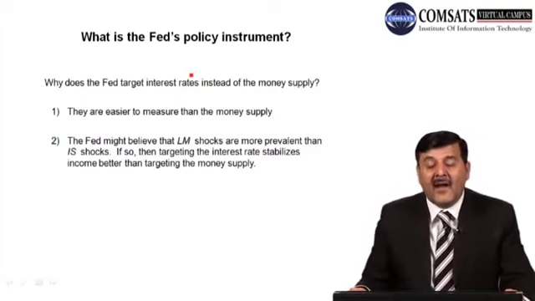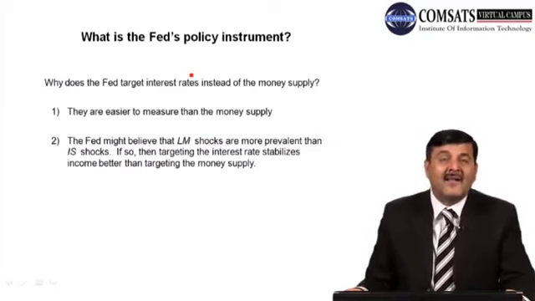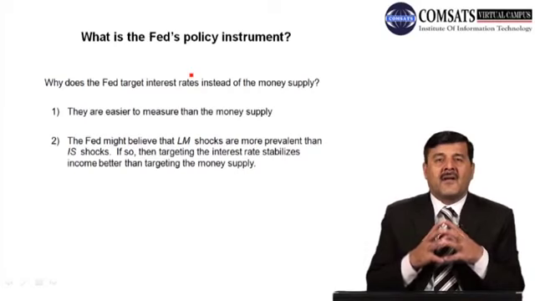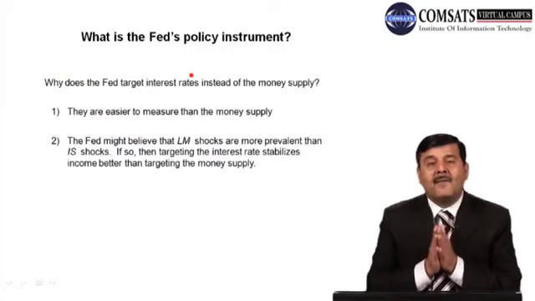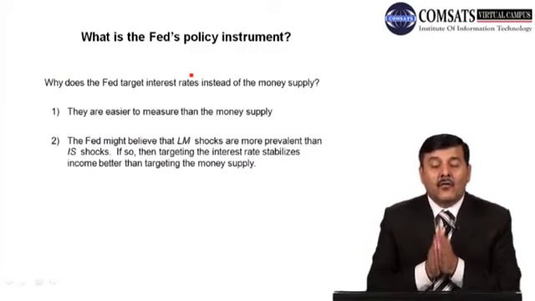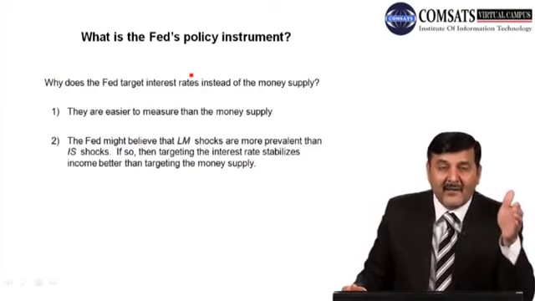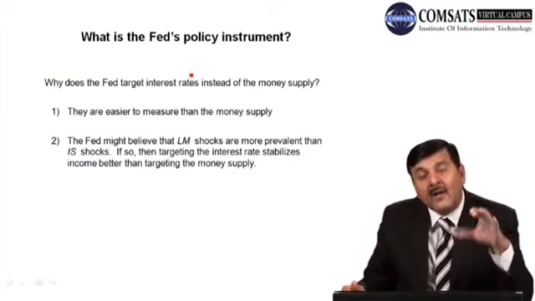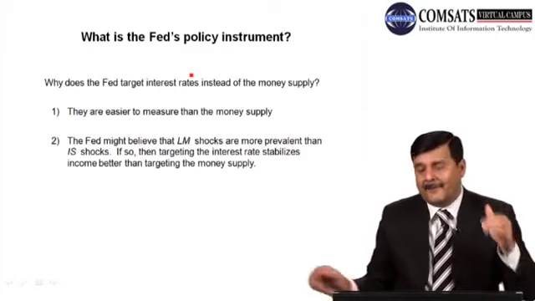Number two, the Fed might believe that LM shocks are more prevalent than IS shocks. So if so, then targeting the interest rate stabilizes income better than targeting the money supply. तो ये उनका कहना था, जो पॉलिसी मेकर हैं, द सेंट्रल बैंक के जो लोग हैं, वो ये कह रहे थे, since they believe that LM shocks are more prevalent than the IS shocks, so then targeting the interest rate stabilizes the income better than targeting the money supply. So these are the two reasons. Because of these two reasons, Fed targeted to reduce the interest rate instead of targeting the money supply.